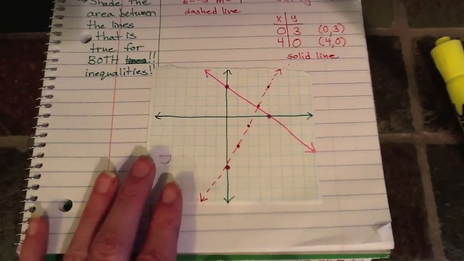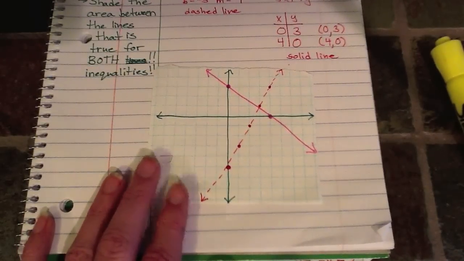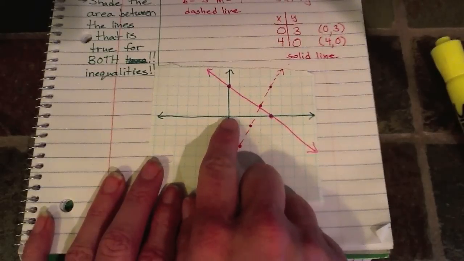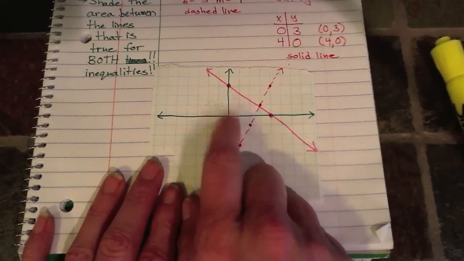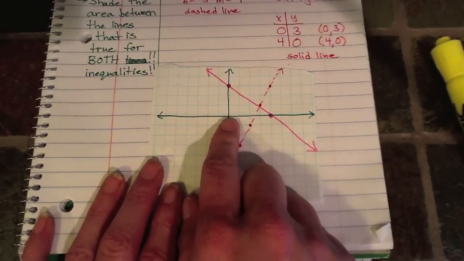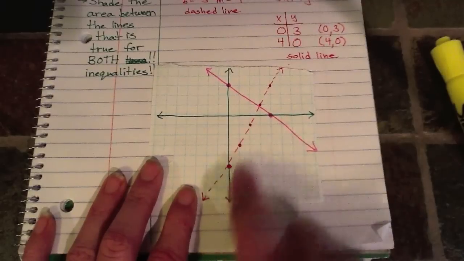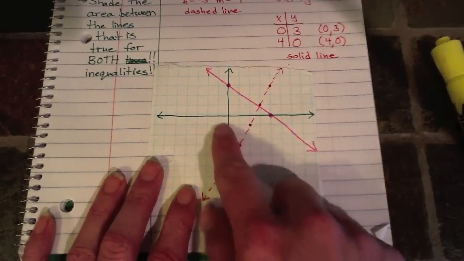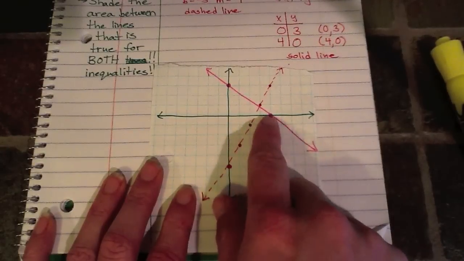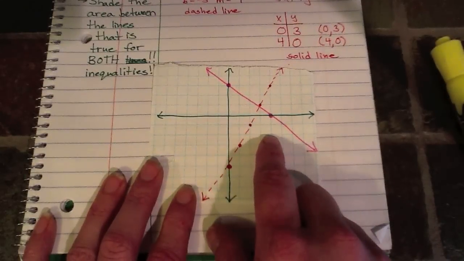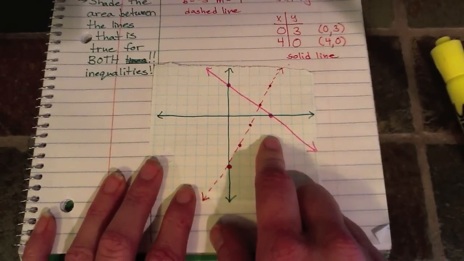I'm going to use the same rule that I used yesterday, which is I like to start with 0, 0 whenever I can. Now, if I plug in 0, 0 for the first line and it works, I need to try it in the second line. If it doesn't work, I just move on to this next section and I would find a point in here. So I might go over 4 down 2. So 4, negative 2 would be what I would plug in.